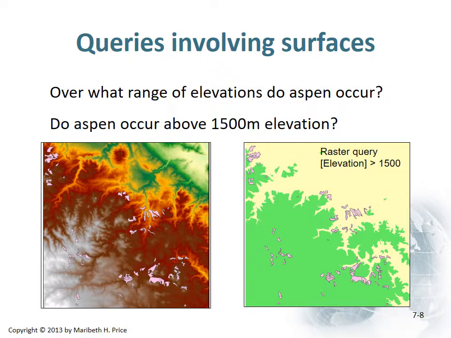And on this particular set of figures, on the left is the DEM with the aspen stands shown over them. And on the right is the results of the query. So the green represents the elevations greater than 1,500, and the more wheat-colored, amber-colored area, or sandy area, is where the elevation is less than 1,500. All right, so we can query rasters to get information out of them as well.